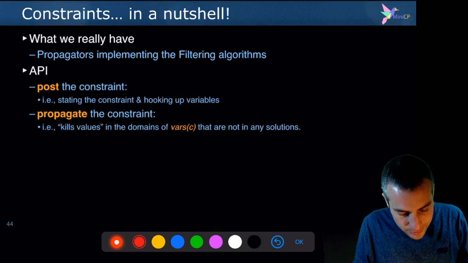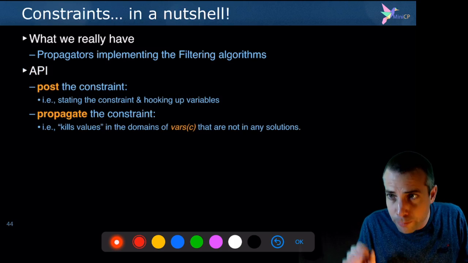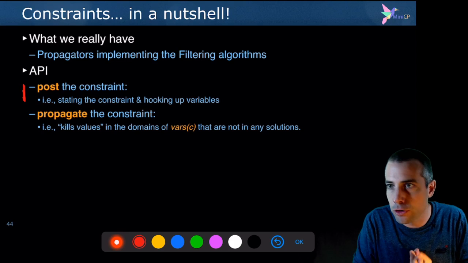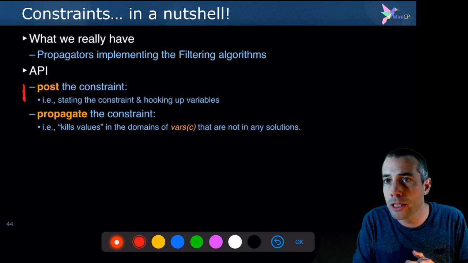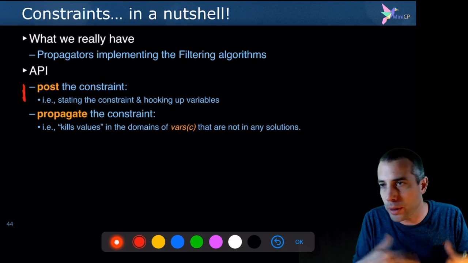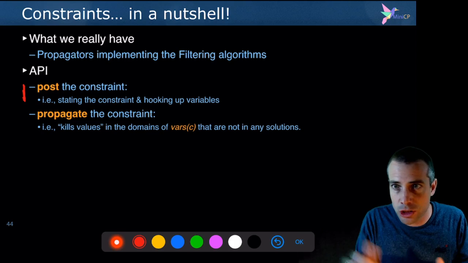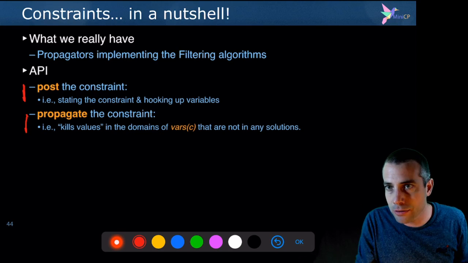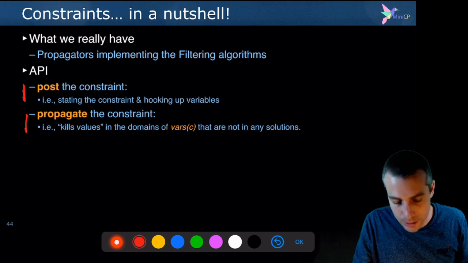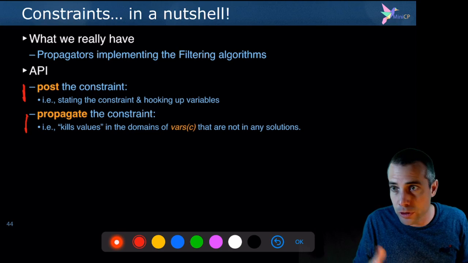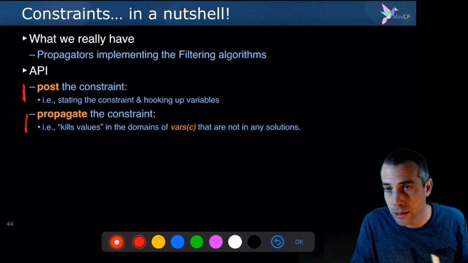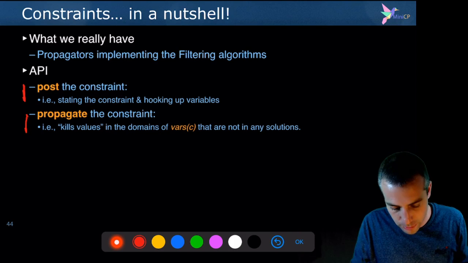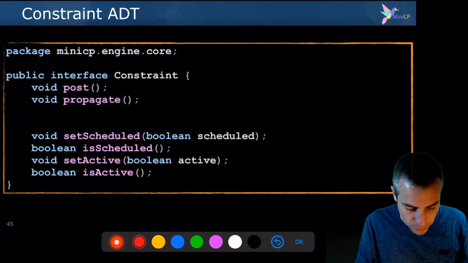So a constraint is an API that has two main methods, the post method and the propagate method. The post method is really a kind of constructor, if you want, that will be in charge of stating the constraints and hooking up the variables to say, I'm interested to be notified when something changes in your domain. And the propagate method is really the one that will kill all the inconsistent values according to the semantic of the constraints. So if you remember, we have seen the x different from y case, and when x becomes bound to a single value, you might need to remove this value from the domain of the other variable.